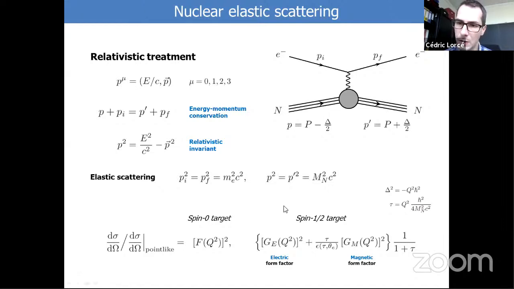And if you increase the spin of the target, you have more than one function that appear because your target has spin and you have additional form factors associated with spin. So typically for spin 1/2, that's a very important and interesting result, you have two form factors. One is called the electric form factor and the other one is called the magnetic form factor. We'll see why we call them electric and magnetic a little bit later.